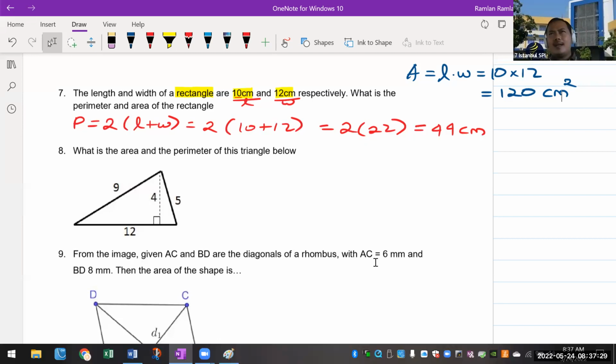Okay. Any question for number 7? Nggak ada ya? Gampang banget ya. Ini kan pelajaran kelas 4, Pak, kelas 5.